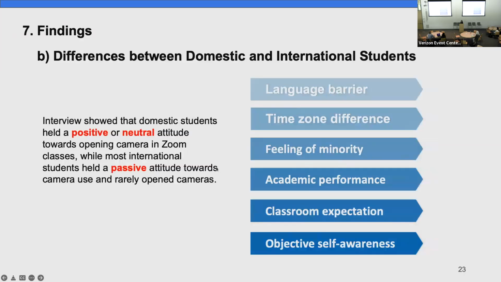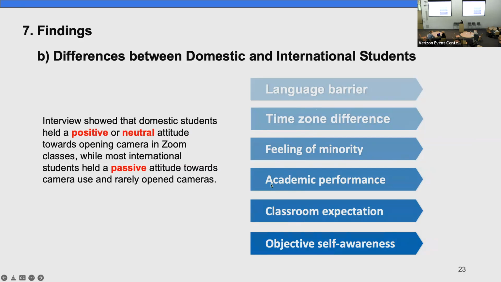And the next big part of the findings is about the differences between domestic students and international students. It's pretty interesting because we found that for domestic students, their attitude towards camera use is positive or at least neutral. But for international students, they are very negative towards camera use. To investigate why this difference exists, we identified some factors that contribute to it.